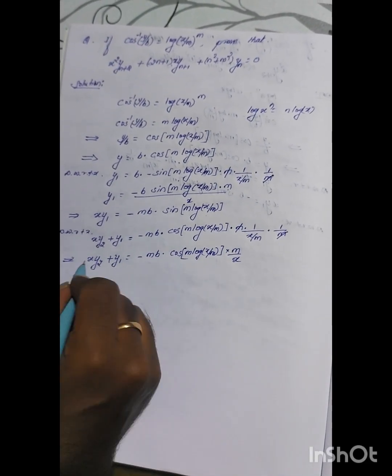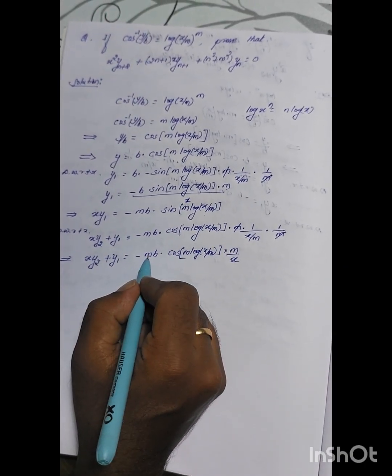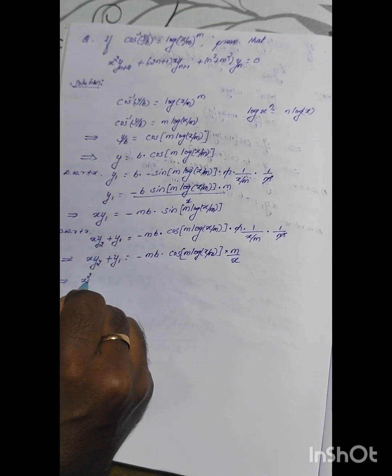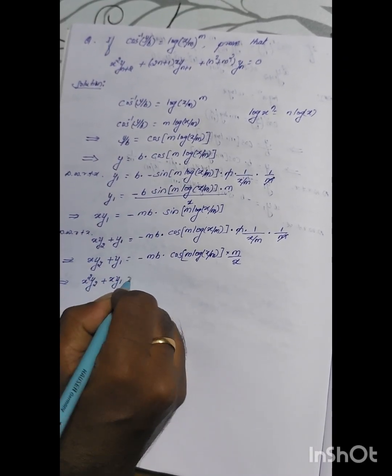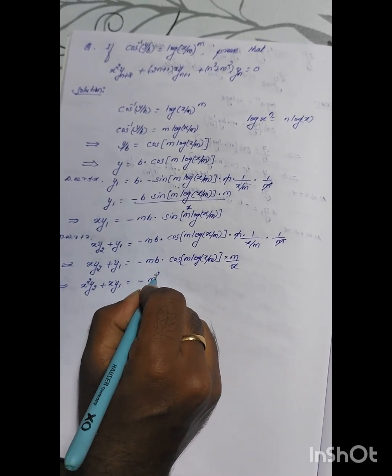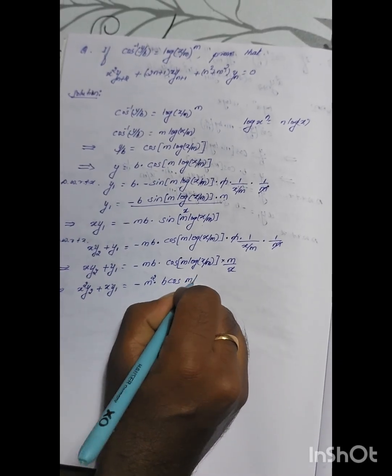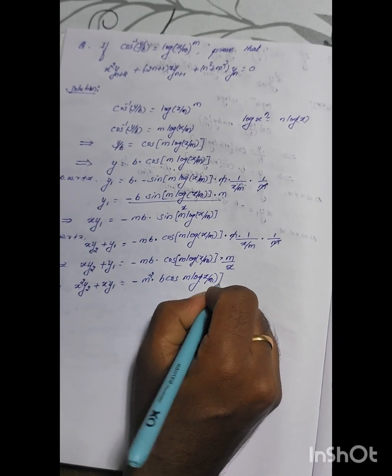So this x I will multiply to this side, and this m is there, so already 1 m is there, that will become minus m square. So this implies that x square y2 plus xy1 will be equal to minus m into m will become minus m square into b cos m into log of x over m, right?